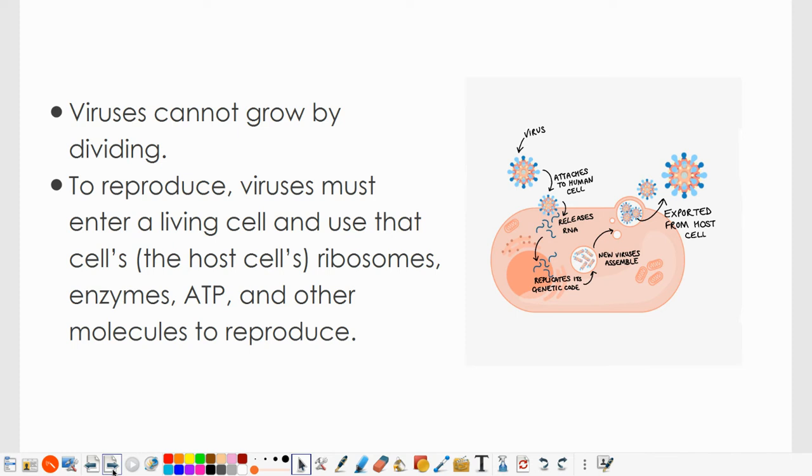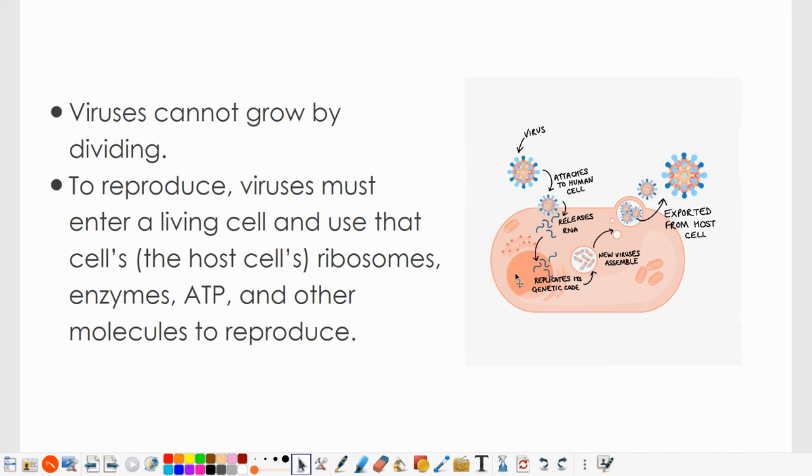Viruses can't do it. To reproduce, a virus has to invade a living cell. Then what they'll do is they'll use that cell's ribosomes, enzymes, ATP, and other resources to make new copies of the virus. So here's our virus in our illustration. It'll attach to the human cell. That's what the spike proteins do on coronavirus. They attach to the human cell. Once they're attached to the human cell, they release their genetic material into that cell.